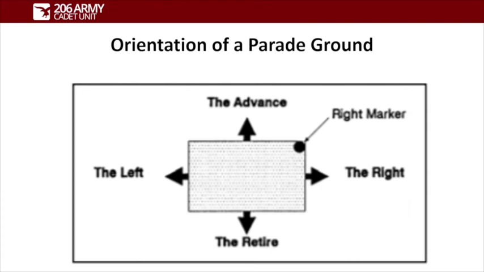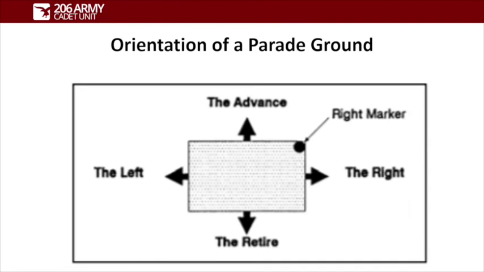Alright, so you might have seen this before, but the parade ground is divided into directions, right? So in this diagram, whoever's in the box, let's say they're a body of troops, let's say they're one platoon standing in 3 ranks, facing the advance, right? Remember this part: whichever direction you're right dressed in is the advance.